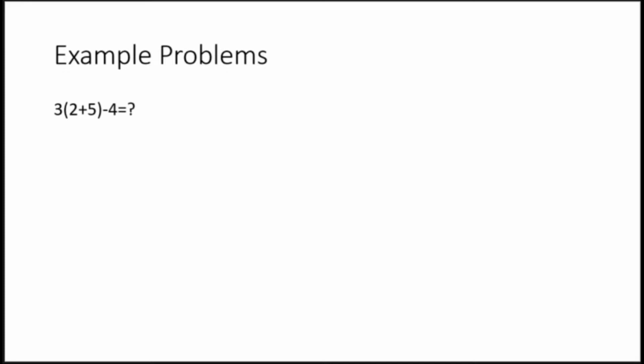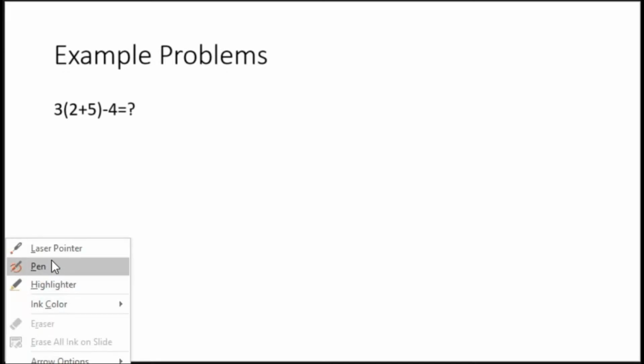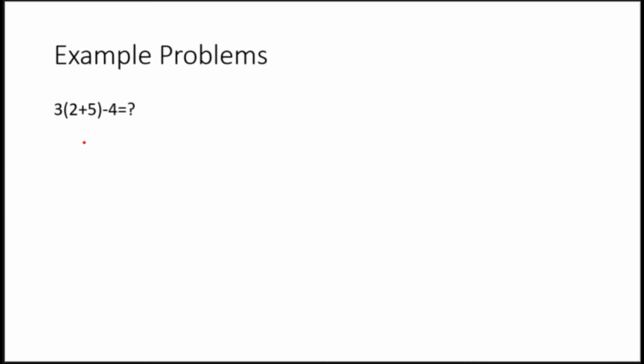So let's get to work on some of these using our order of operations. Alright, so order of operations calls for doing the parentheses first. So we're going to work inside these parentheses. And when we're working inside the parentheses, we're also going to follow the order of operations from within the parentheses. So since we only have addition here, we're just going to do addition. So inside the parentheses, we have 2 plus 5. 2 plus 5 equals 7. So inside the parentheses, we have a 7. And then outside, we have negative 4.